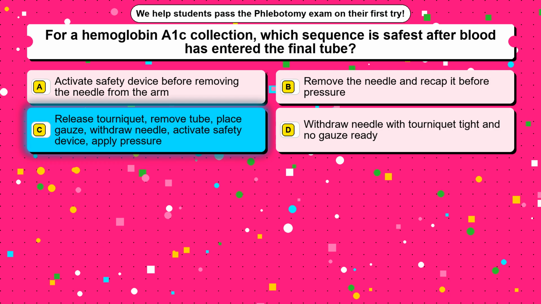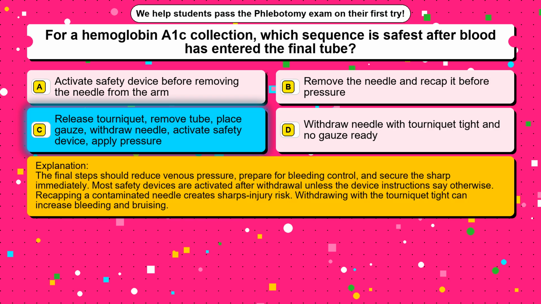The correct answer is option C. Release tourniquet, remove tube, place gauze, withdraw needle, activate safety device, apply pressure. The final steps should reduce venous pressure, prepare for bleeding control, and secure the sharp immediately. Most safety devices are activated after withdrawal unless the device instructions say otherwise. Recapping a contaminated needle creates sharps injury risk. Withdrawing with the tourniquet tight can increase bleeding and bruising.